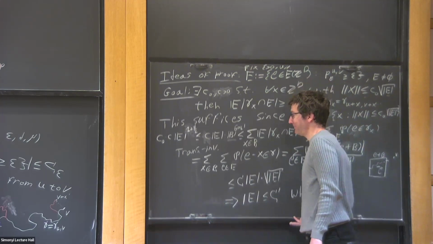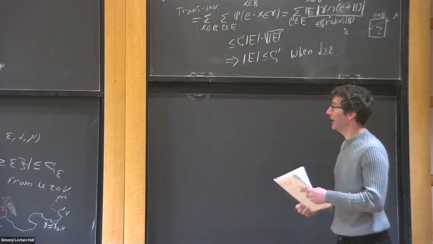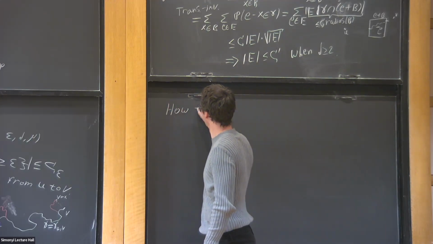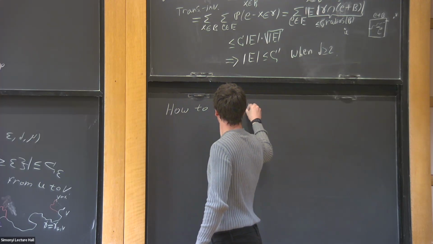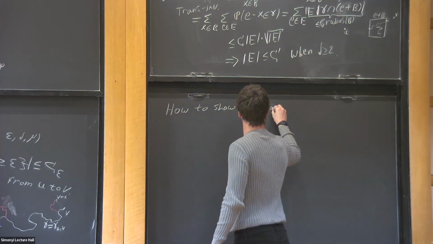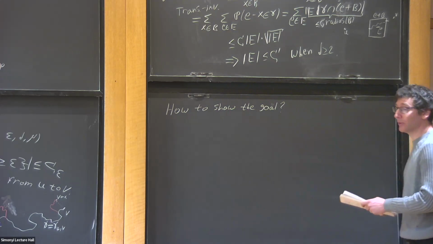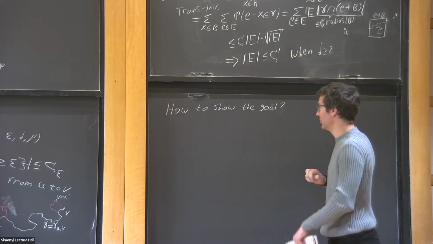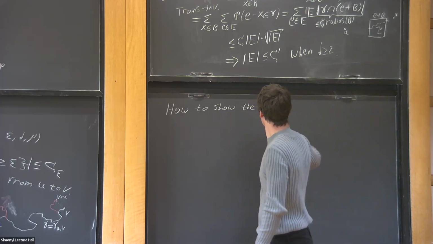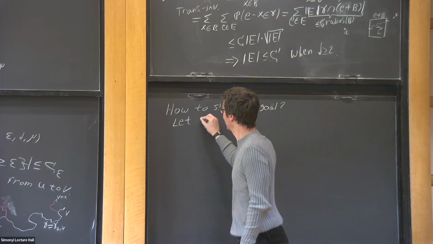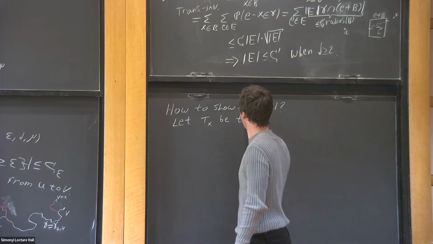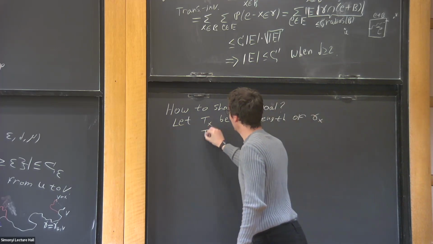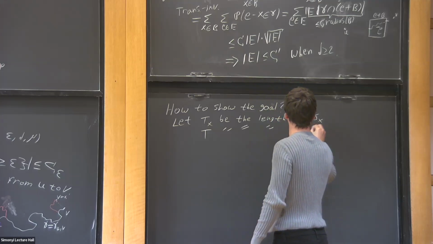And now, I don't have as much time as I want, so I'll just give the idea of the proof of the goal. How to show the goal. We're going to use the perturbation of weights, and we're going to use another idea which was already mentioned. Let me explain that. Let T_x be the length of gamma_x, and T be the length of gamma.